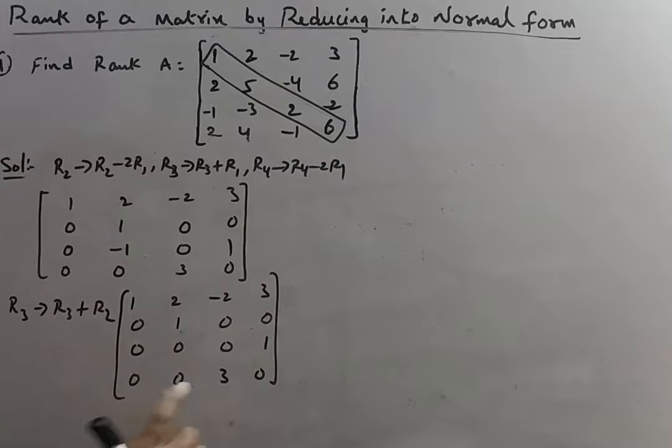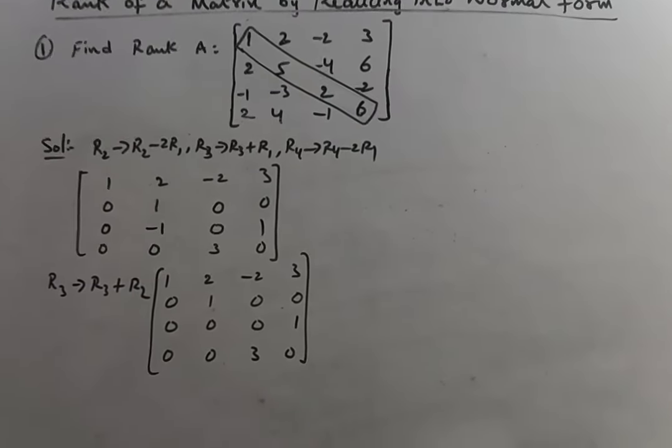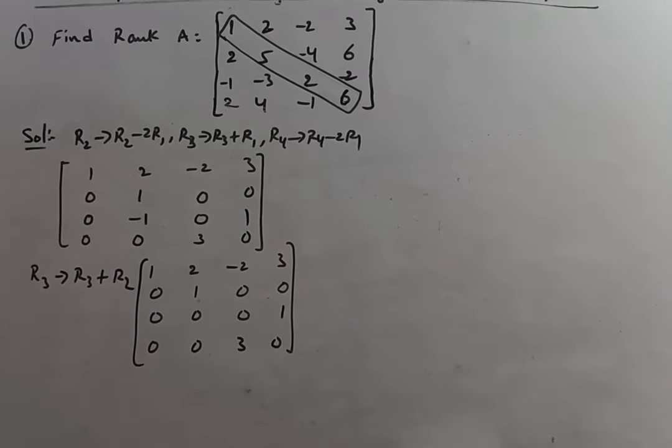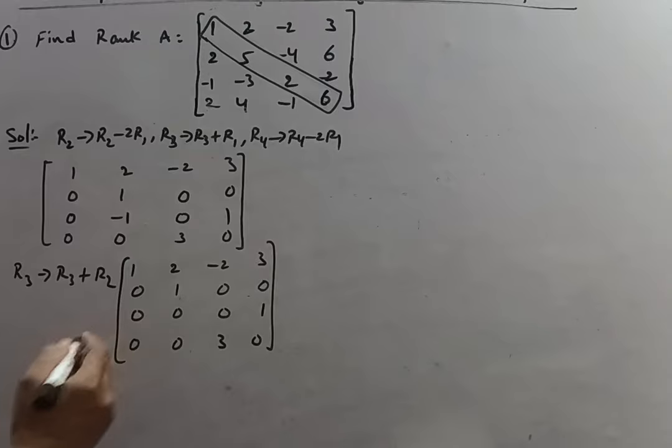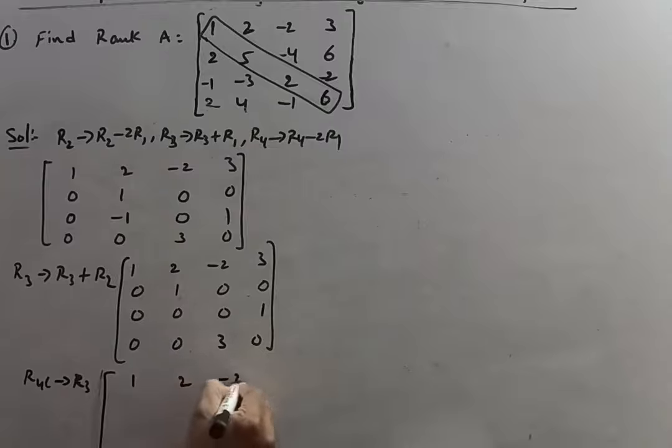What happened now? These 2 places got 0. Now here we have to make 0. To make 0, we have to use R3. But here there is no element. So what do we have to do? We have to interchange. If I interchange, what do I get here? So R4 interchange R3. What do I get here? 1, 2, minus 2, 3, 0, 1, 0, 0. So this will come to R3: 0, 0, 3, 0. Then 0, 0, 0, 1.